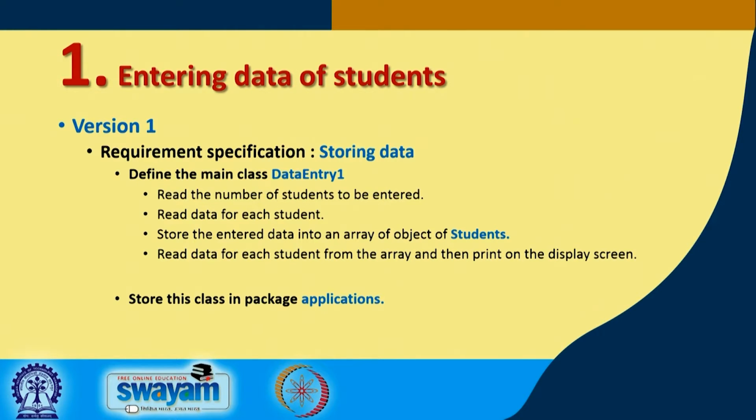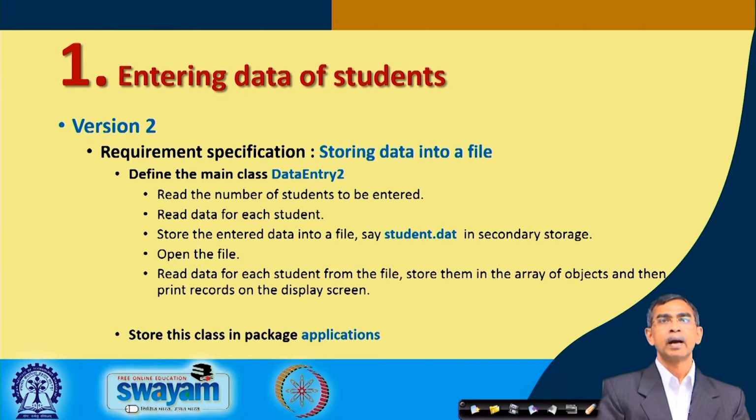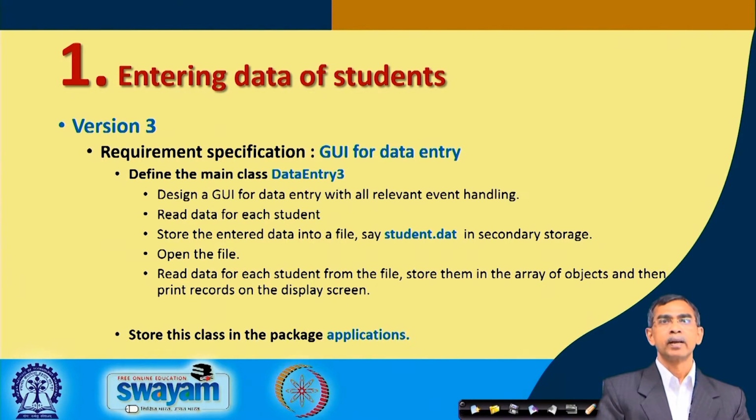Our next version is, so long we have entered the data and then stored it in a file. Our next version is basically data entry 2. In the last version you can think that we do not store the data into any file. Now, in the next version we can store the data into a file. Everything is the same, only the input from the primary memory will go to the file memory actually.